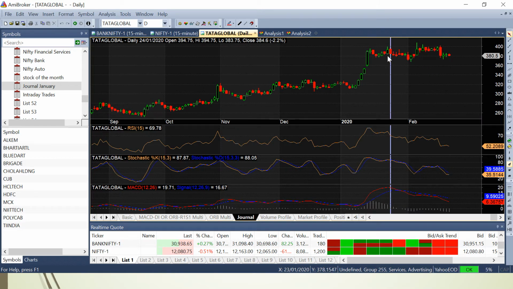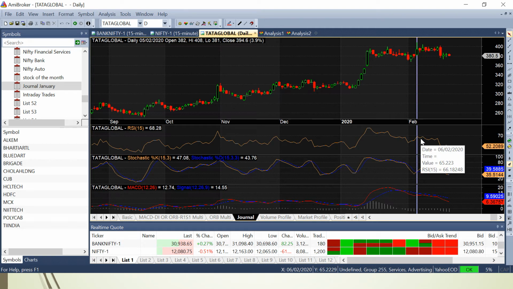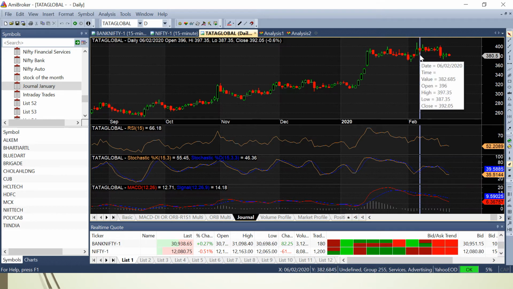Let's say you ignored this first negative divergence. You can wait for a second negative divergence. So next time it made another higher peak on 5th February, even higher price now. Again you see the second negative divergence signal has come around 5th, or you can say 6th February, right? The second negative divergence, I would definitely say you should not neglect.